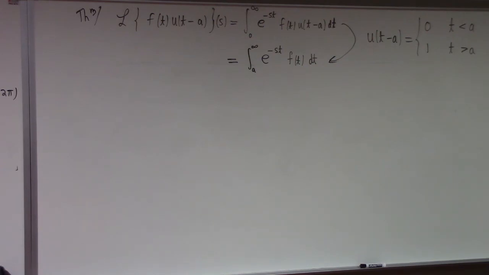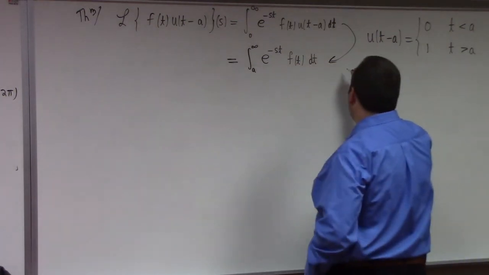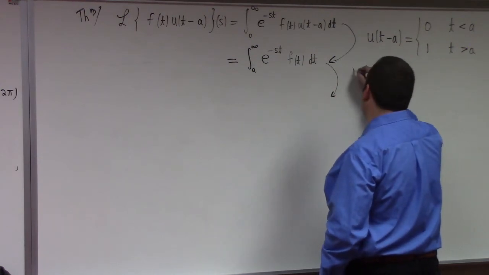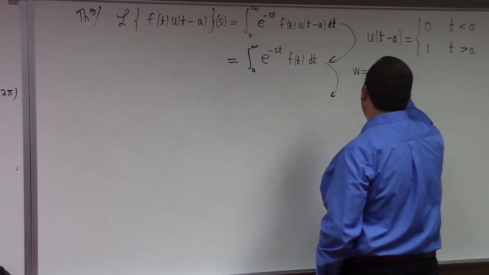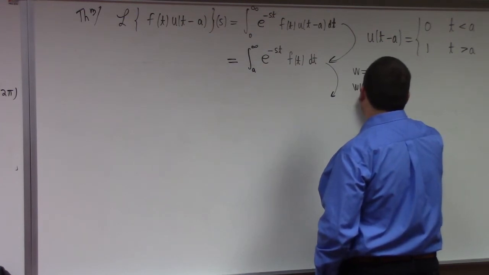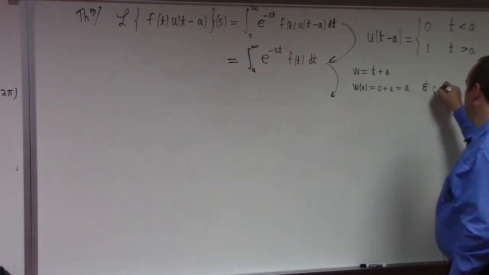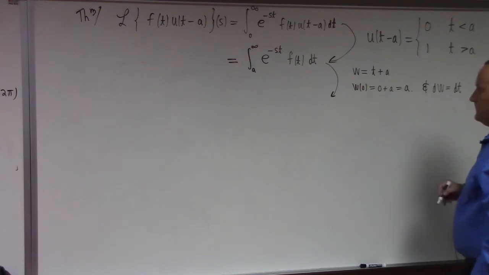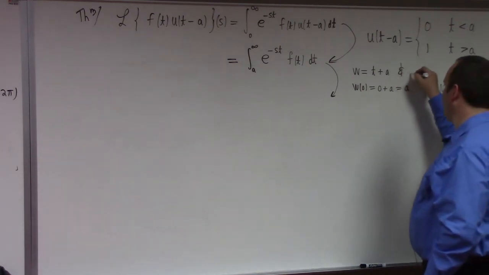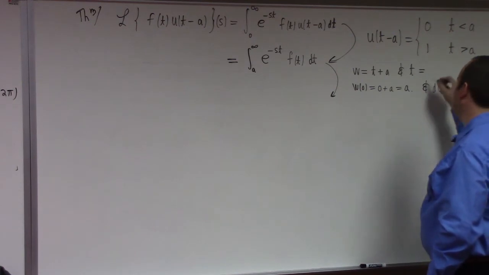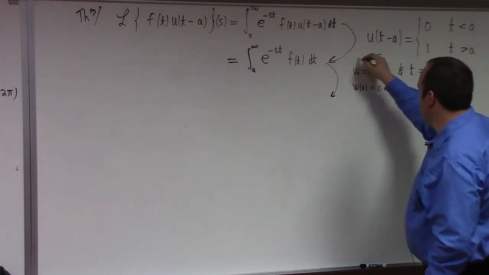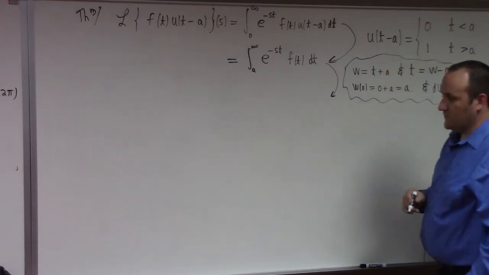At this point, what we want to do is make a substitution that changes it back to a Laplace transform. The Laplace transform involves an integral from 0 to infinity, right? So I need to make that a go to 0 somehow. So we should make a substitution. Let's say w. If we put w equal to t plus a, then w of 0 is equal to 0 plus a, which is a, right? And dw is dt. And what's t equal to? W minus a, right?